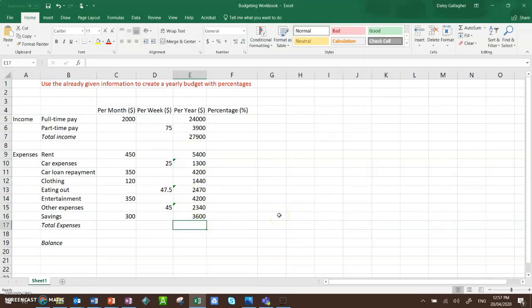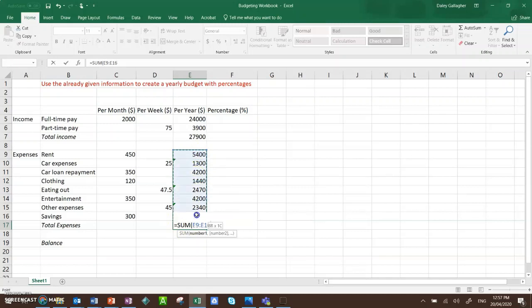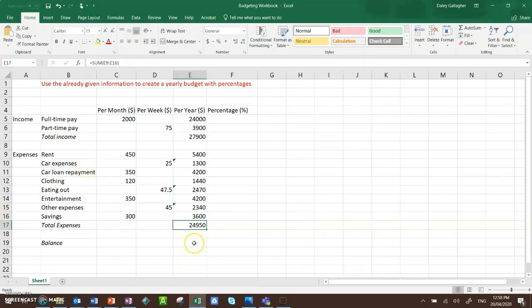Now for my total expenses, I need to use the sum command once again to total those. So I type in capital SUM, open the brackets, grab all of the cells, and then I can just press enter. And it's calculated the total expenses there. So that means this person is spending $24,950 per year on the various expenses. So rent, car expenses, car loan, clothing, etc.